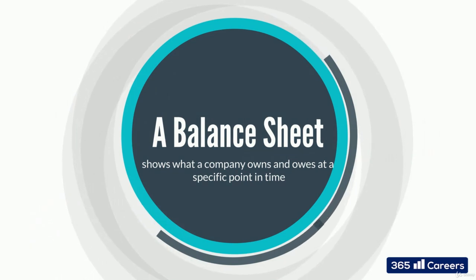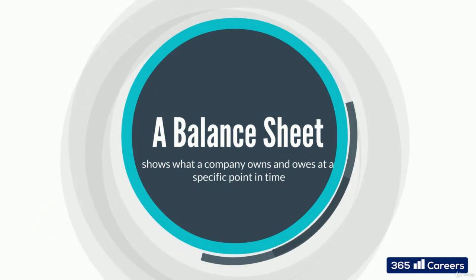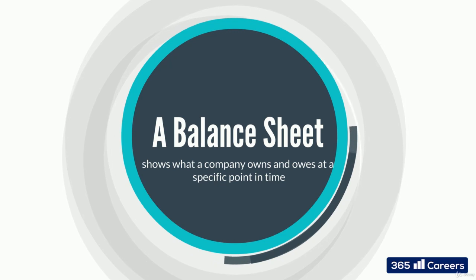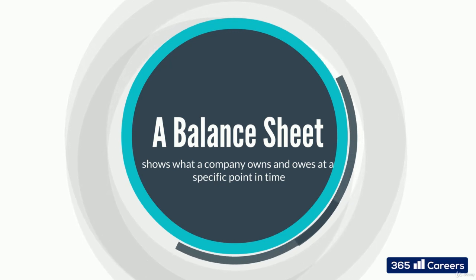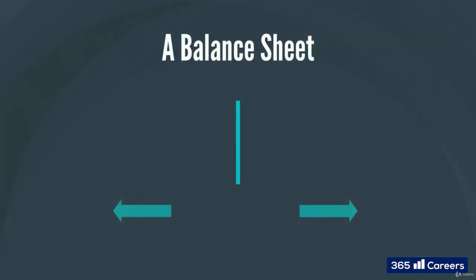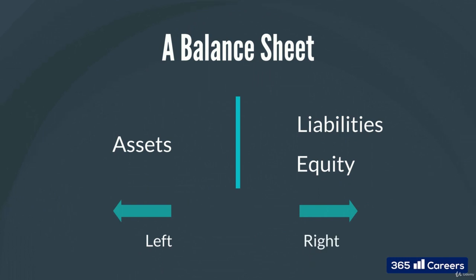Do you remember what a balance sheet is? I'm sure you do. A balance sheet shows what a company owns and owes at a specific point in time. On the left side are the company's assets, the things that it owns. On the right side are the company's liabilities and equity, showing how the company was financed. This is what the balance sheet portrays.